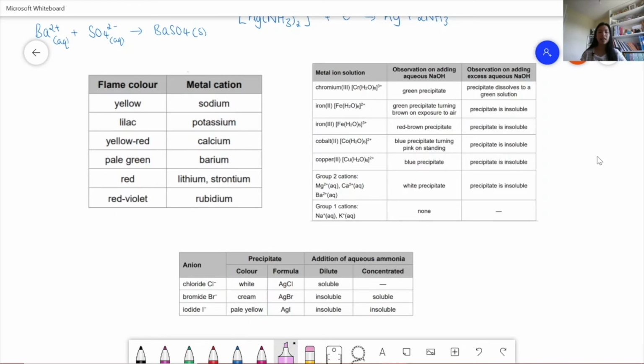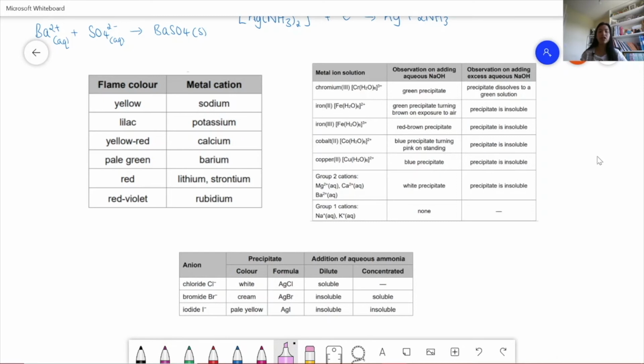And then looking at cations, we have chromium 3+, so this gives a green precipitate when adding aqueous sodium hydroxide, and when we add excess of this aqueous sodium hydroxide, this precipitate then dissolves to a green solution. So this is what we learned in the transition metals video.